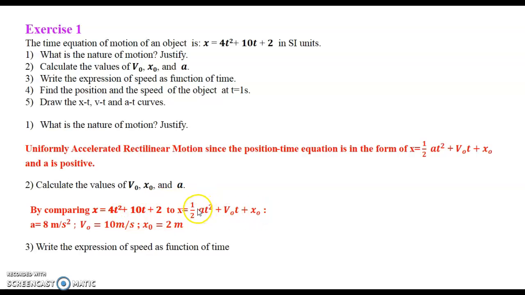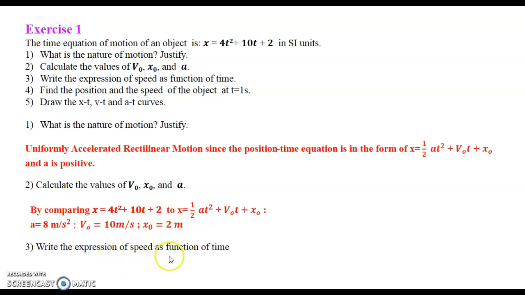We have that half a equals 4, so a over 2 equals 4, then a equals 4 times 2 equals 8 meter per second squared. So please make sure that you do not consider the coefficient of t squared to be equal to 8, it's equal to half a. V naught, which is the coefficient of t, is equal to 10, and x naught, which is the constant standing alone without being multiplied by t, is 2 meters.